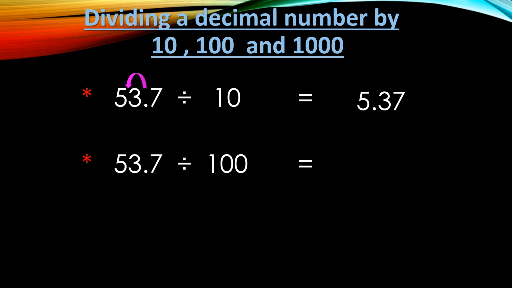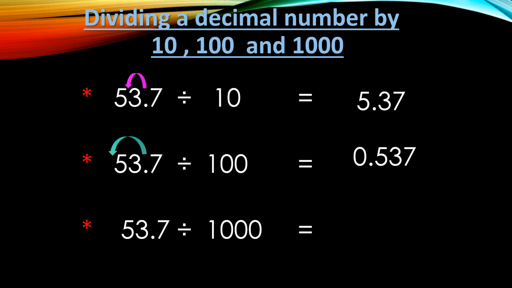Second one, it is also 53.7 divided by 100. In 100, there are two zeros. Then you have to shift the decimal point to the left, 2 places to the left. The new place is in front of 5. The answer is 0.537.